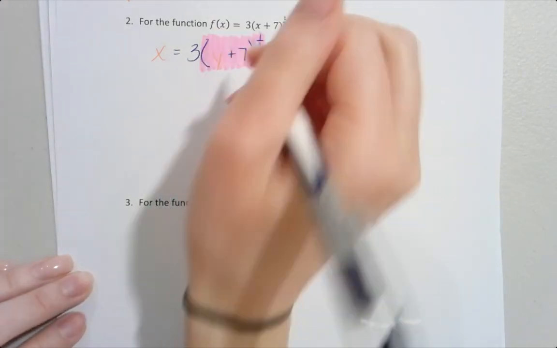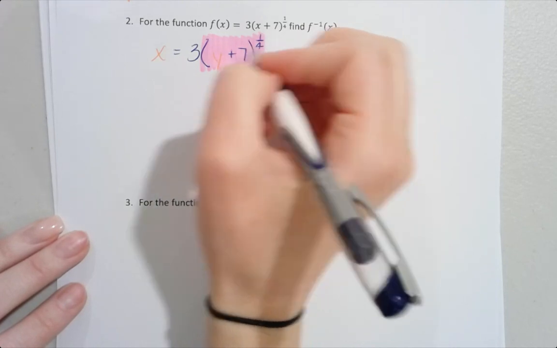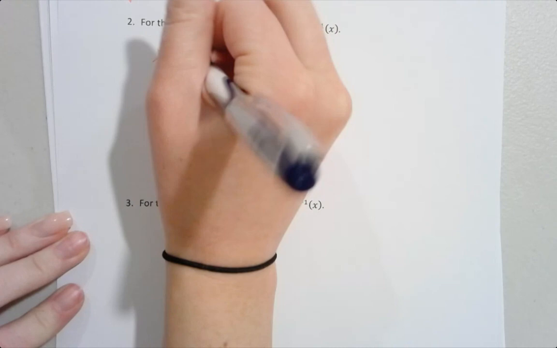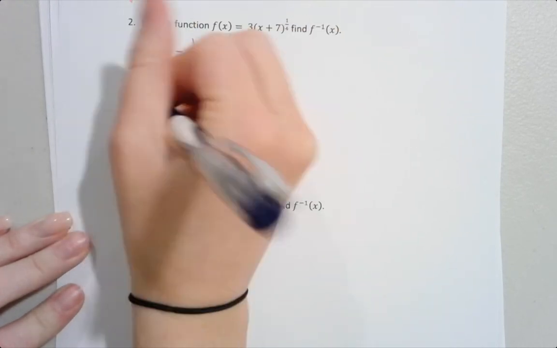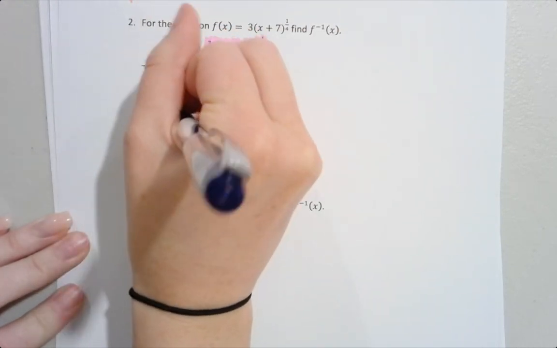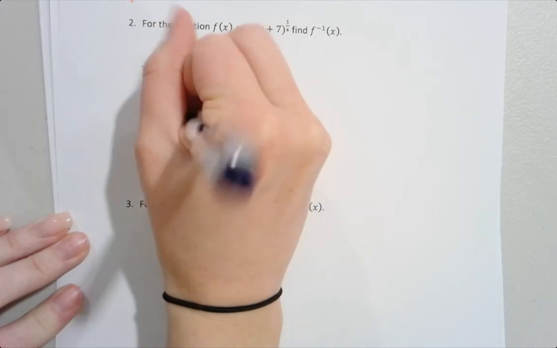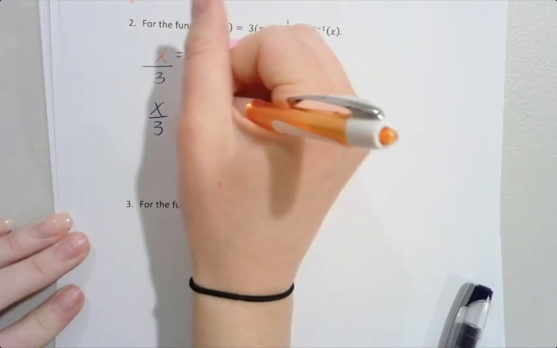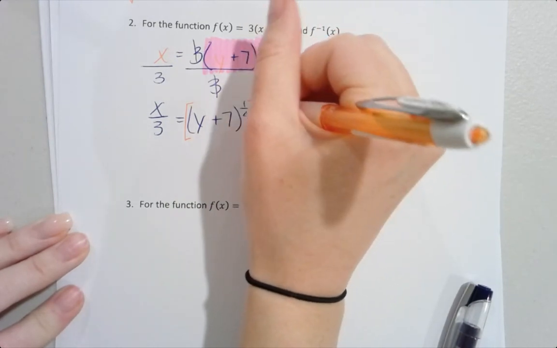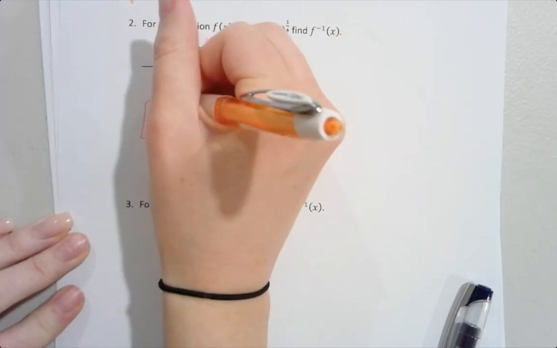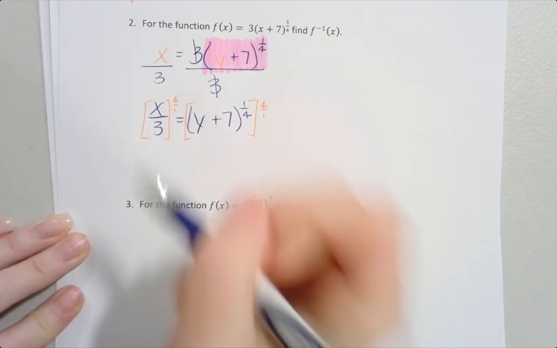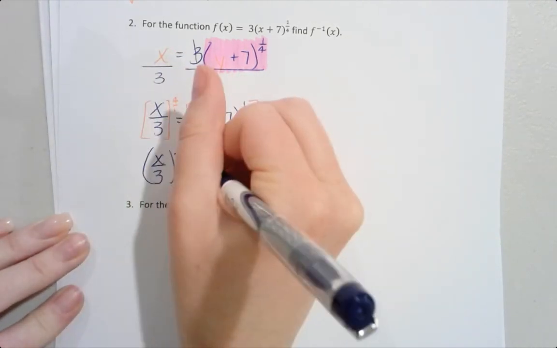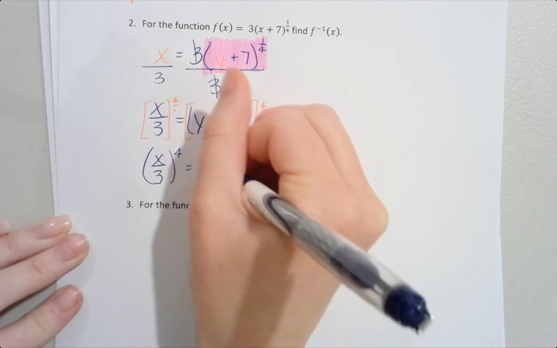We can't tackle this exponent yet. We don't want to be raising things to the 4th power, making our life more complicated here, right? So divide by 3 so these guys cancel out. So we've got x over 3 is equal to y plus 7 all to the 1/4 power. Again, how do I get rid of fractions? I use the power of the reciprocal. Raise that to the 4th power. Okay, so I've got x over 3 all raised to the 4th power is equal to y plus 7.